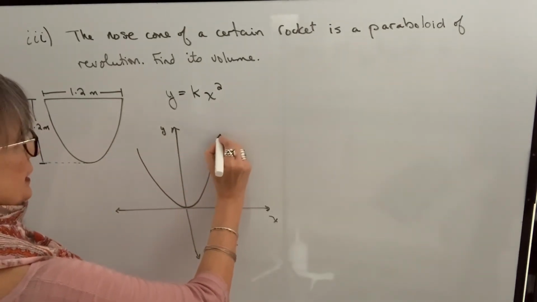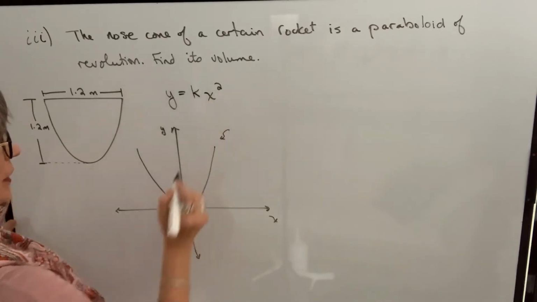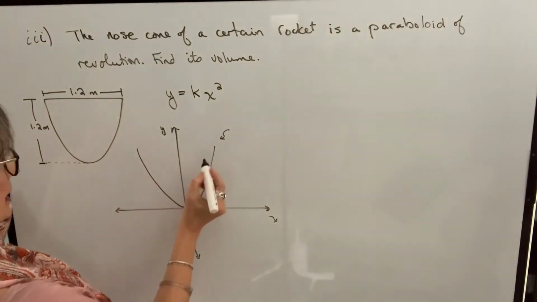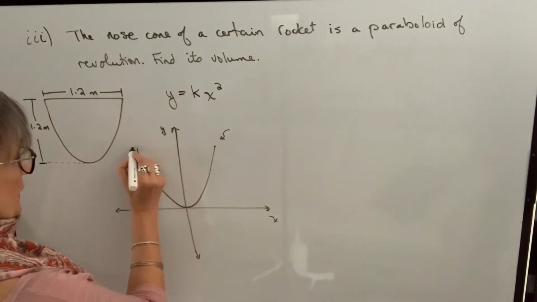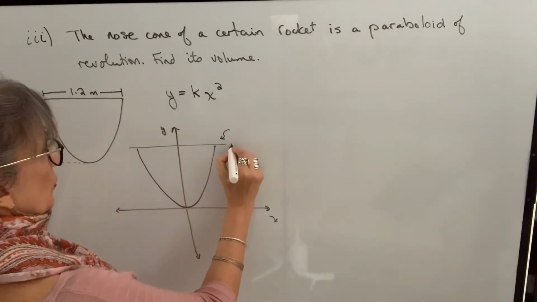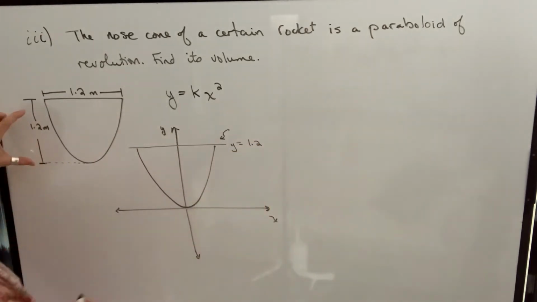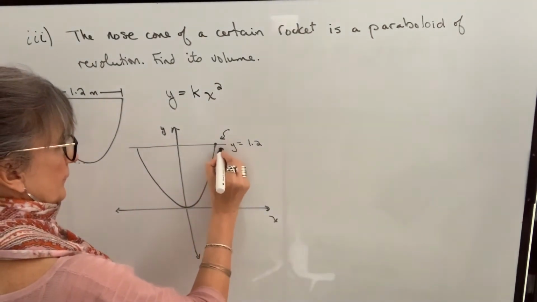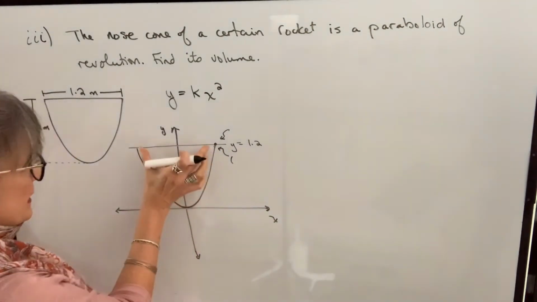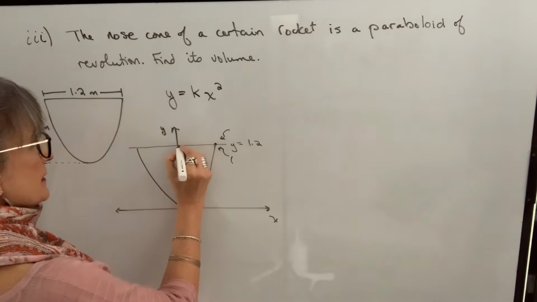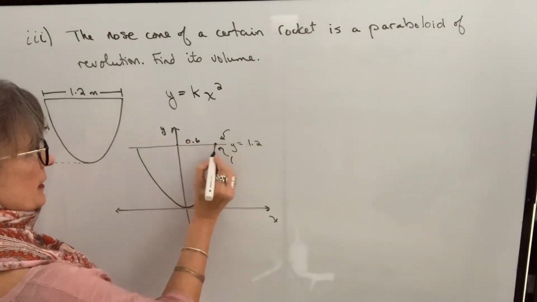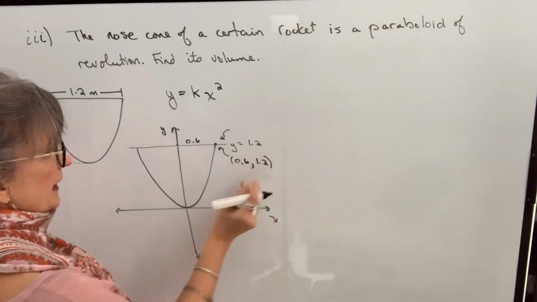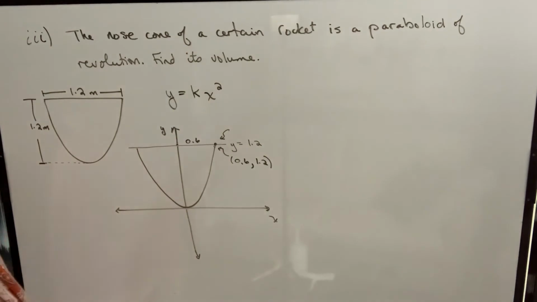So I know my function is y equals kx squared, and I need to find what k is. I can do that by taking this point here. I know that this line will be y equals 1.2 meters, because that's how high it is. And I know that this point here will be, if this distance is 1.2, then this distance from the center there is 0.6. So that point will be 0.6 for the x value, and the y value is 1.2. If I plug those in, I'm going to be able to find k.